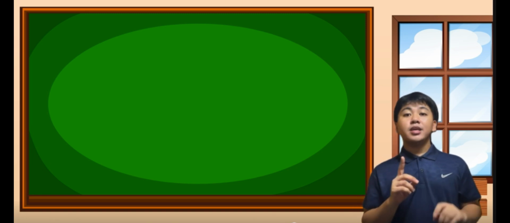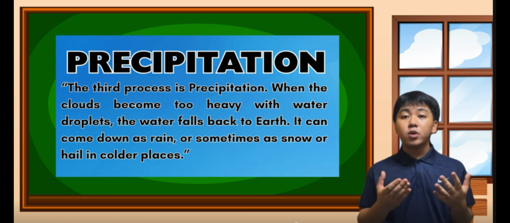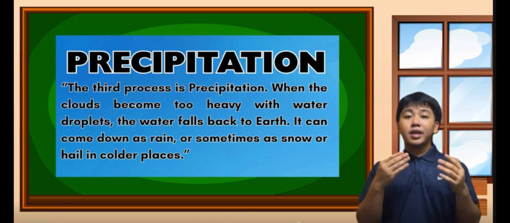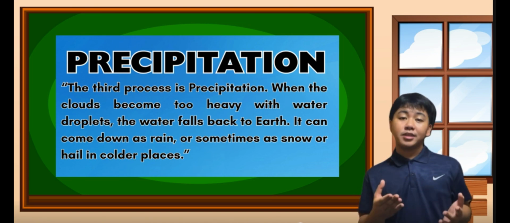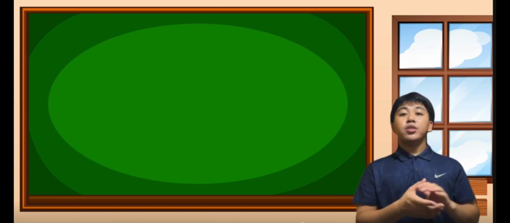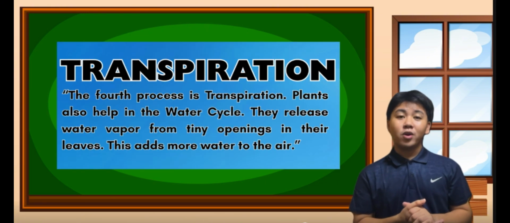The third process is precipitation. When the clouds become too heavy with water droplets, the water falls back to earth. It can come down as rain, or sometimes snow or hail in the colder places. So how does water return to the earth? Yes, through precipitation. The fourth process is transpiration.